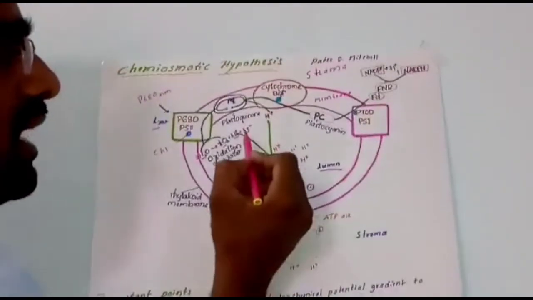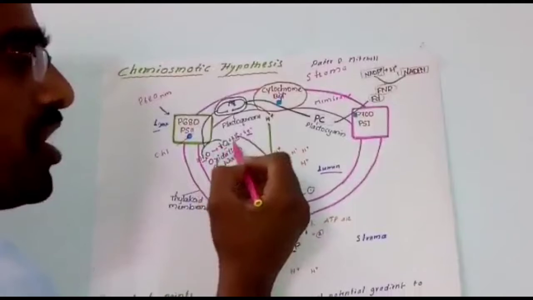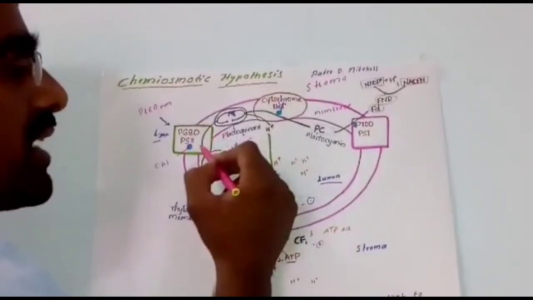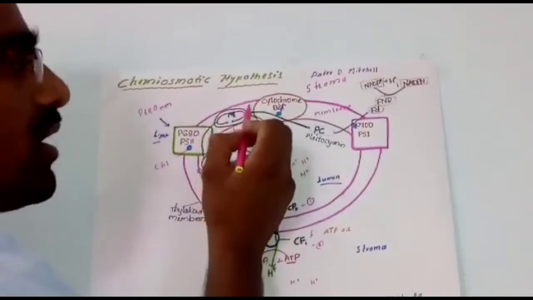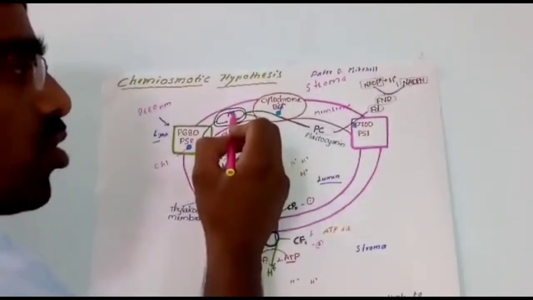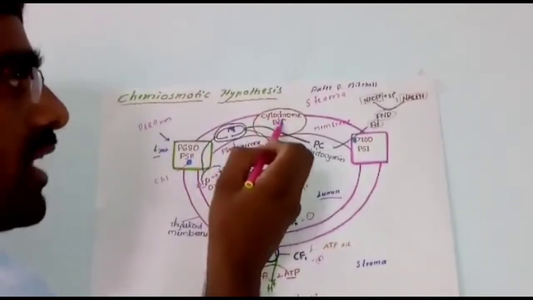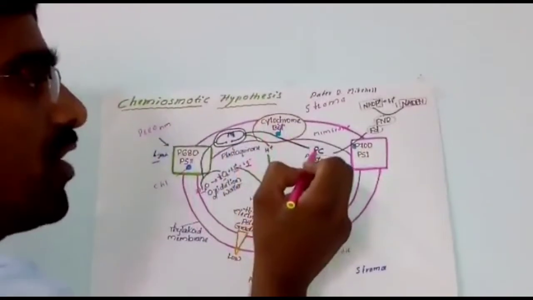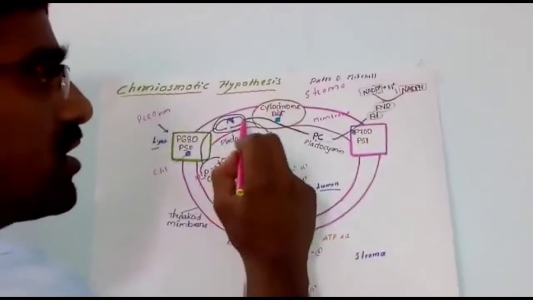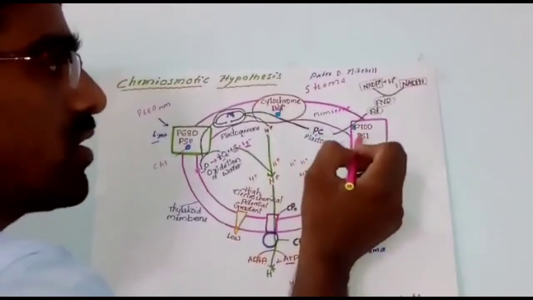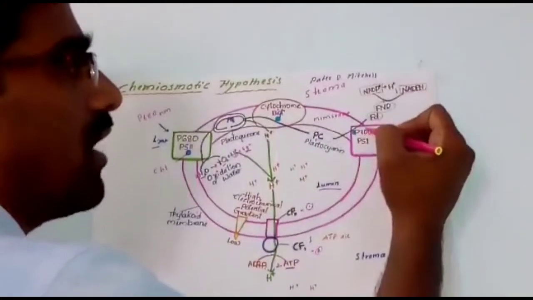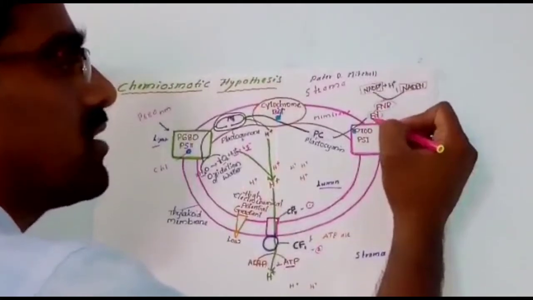On the other side, electrons are also produced by the splitting of water. These electrons are accepted by the primary electron acceptor. Then they are passed to the electron carriers plastoquinone, as well as cytochrome b and cytochrome f. These electrons then move to plastocyanin. When the electrons move to plastocyanin, they are handed over to PS1, photosystem 1.